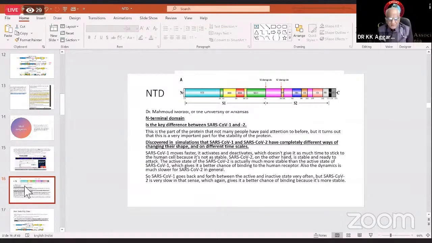So they say SARS-CoV-1 moves faster, it activates and deactivates, which does not give it much time to stick to the human cell. The movements of NTD are so fast that it does not give time to attach. But in CoV-2, NTD is more firm, and therefore deletion becomes very important in NTD.